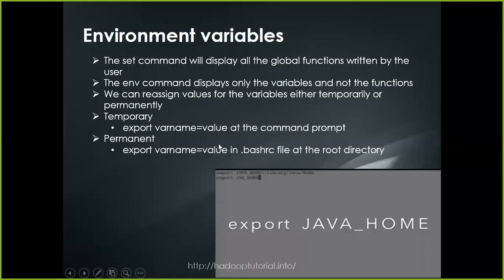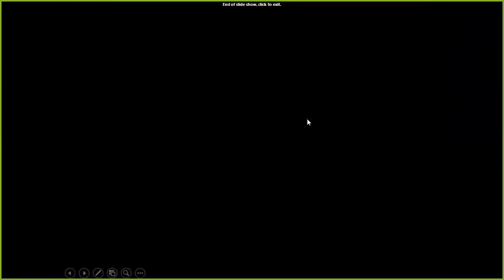So anything that is local to your script, declare as variable name equal to value. That is enough; that is a local variable. And if you want to make it an environment variable so that it can be accessible across the environment in any script, then you should export it: export variable name equal to its value. And that is again a temporary environment variable. Once you close the terminal, it will not be accessible. If you want to make it permanent, you should add it into .bashrc. Okay, so that's it from these slides.